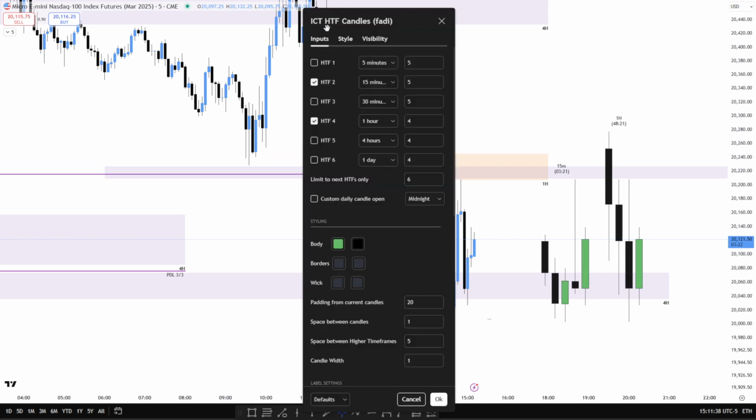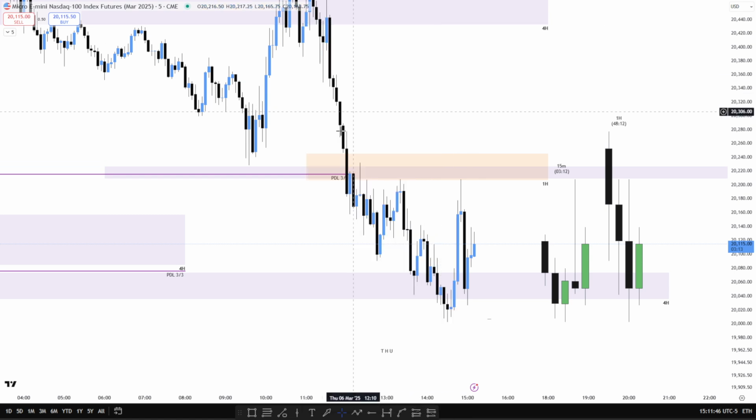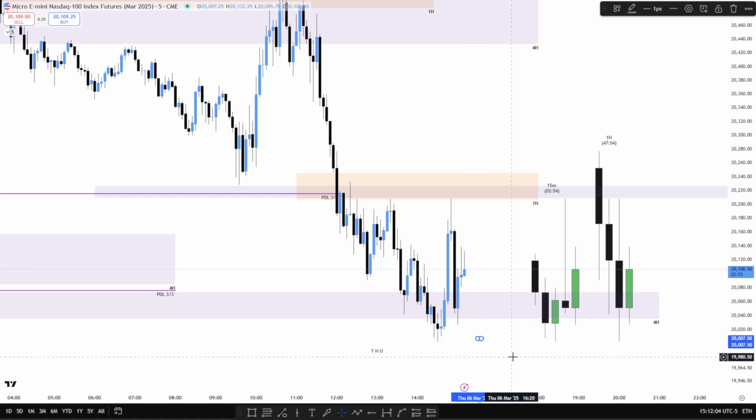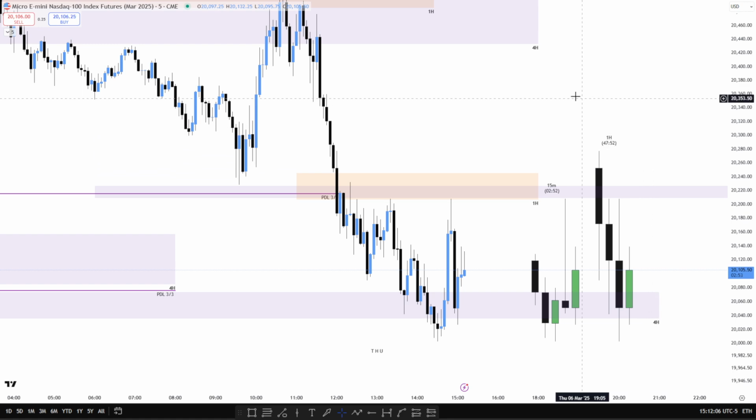This is the ICT higher time frame candles by Fatty, and I've got the 15-minute and the 1 hour marked up here on this chart. So this particular time frame is on one monitor, and then I've got the hour time frame on a second monitor, and on that chart is the 4 hour and the daily. So I've got a big bird's eye view of what's happening on those higher time frames.